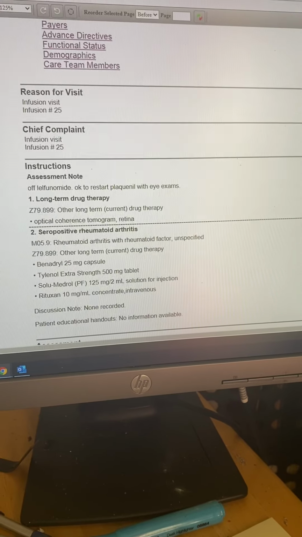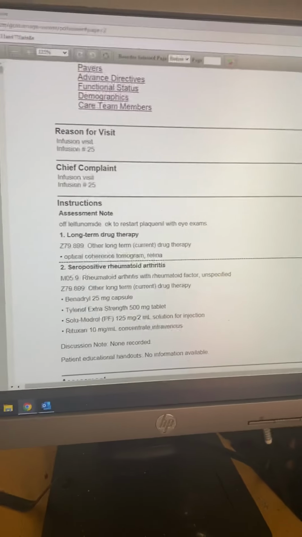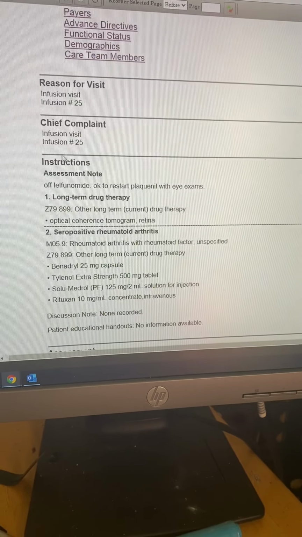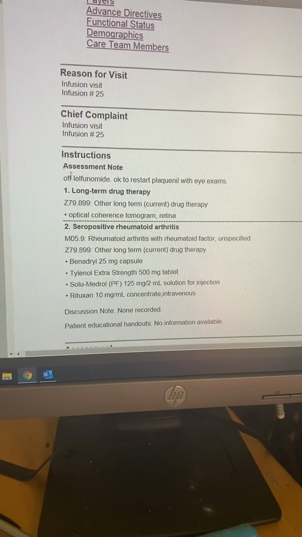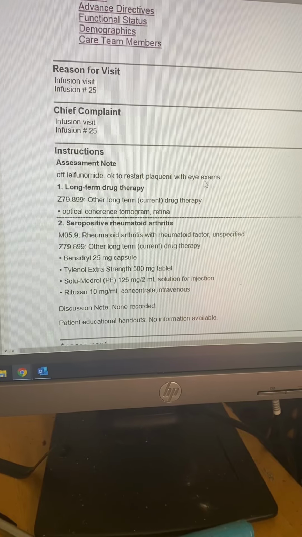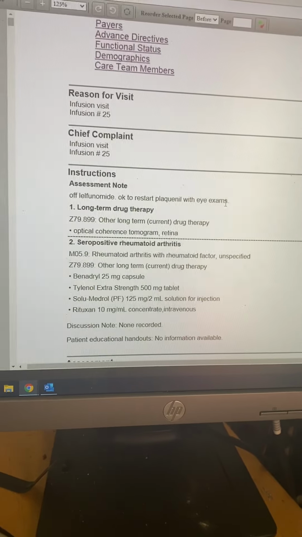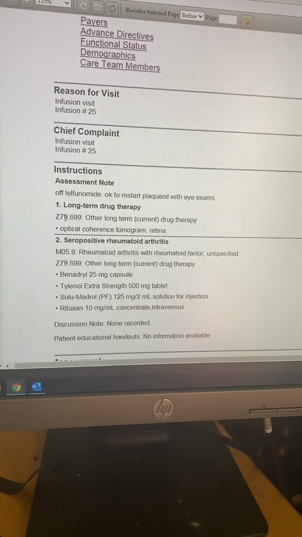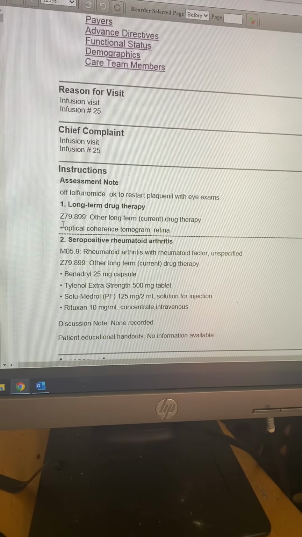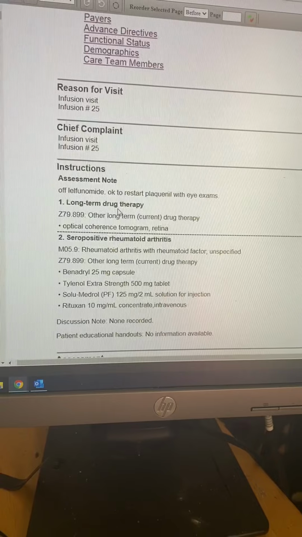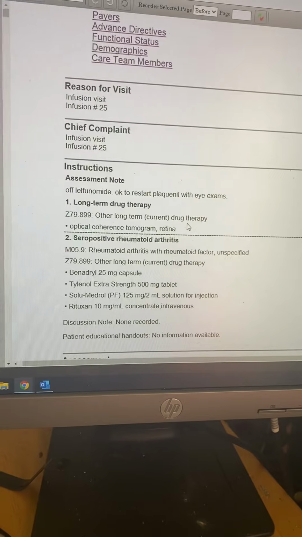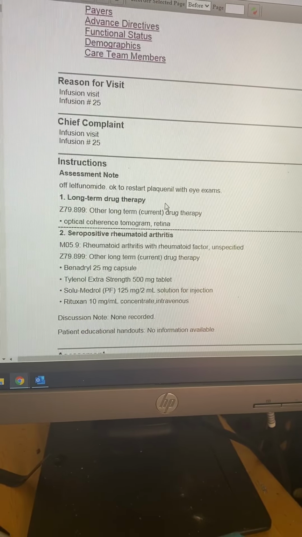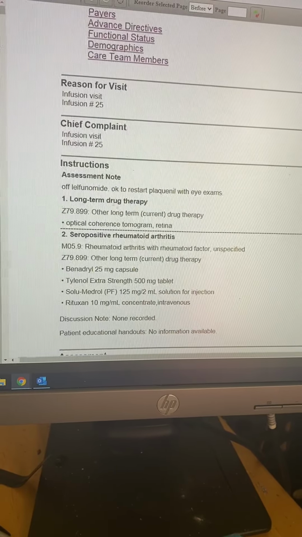So it's starting off with the reason for the visit, and as you see, I have two screens here, so I work off two screens. The reason for the visit is an infusion visit. The assessment is saying the doctor is taking this patient off of this medicine and starting on another one, with an eye exam as well. So we talked about status codes in my last video about ICD-10 coding tips and documentation. So this patient is obviously on current long-term drug therapy, so this is going to be a code that is captured, long-term drug therapy.